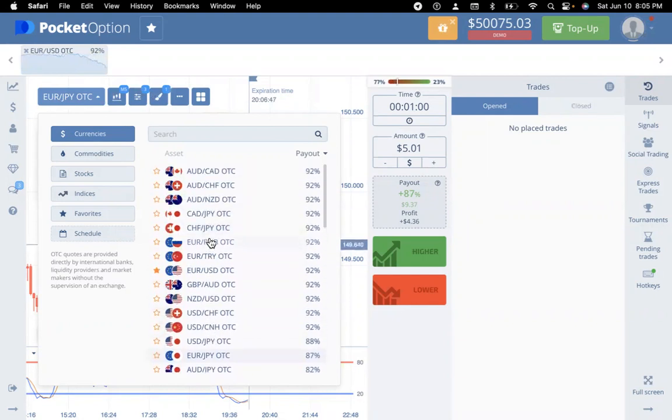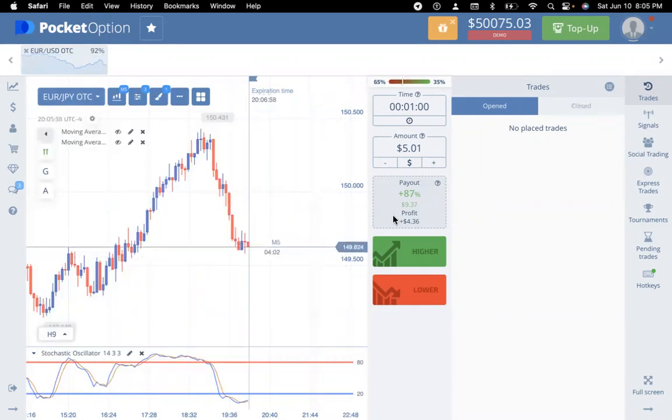Now, it's really at your discretion which currency pair you're going to trade. You can switch it up, but I would just say make sure that the payout, which we can see right here, is at least 80% so that we know we're getting a great return on our investment. Now, what this means is that we're going to get a percentage back based on what we choose to risk.